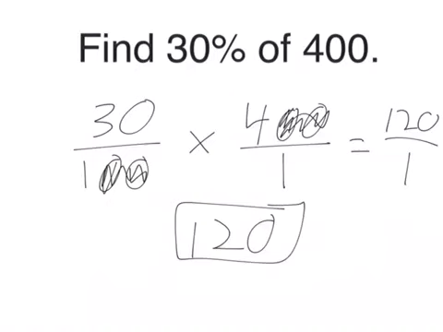This second method is actually really nice because it's not always so easy to turn your denominator, your whole number, into 100. So this is a very useful technique as well.